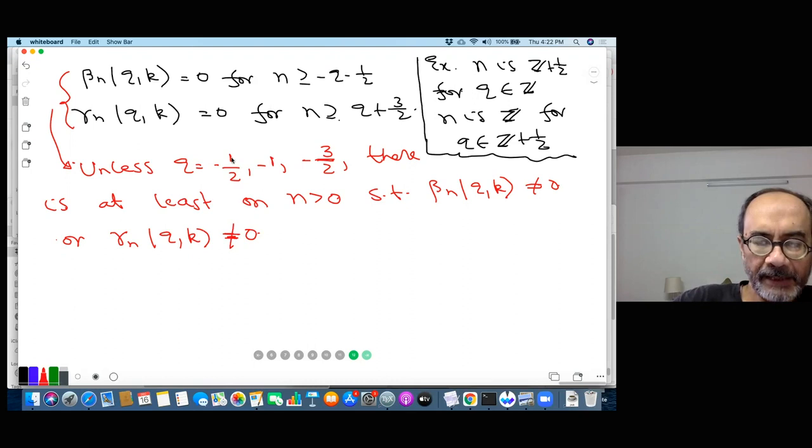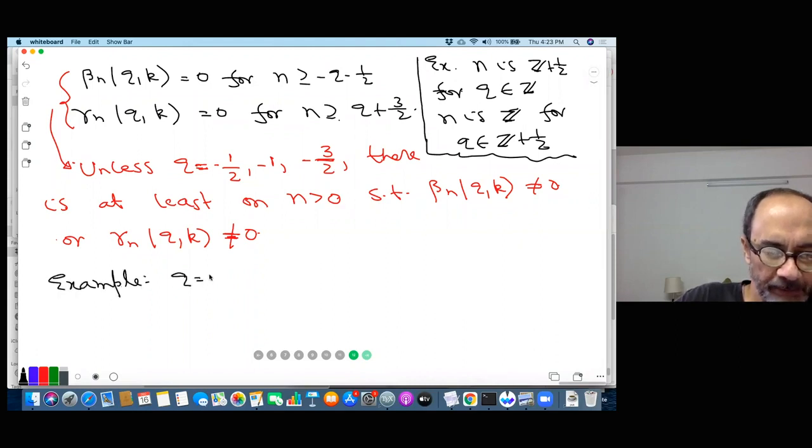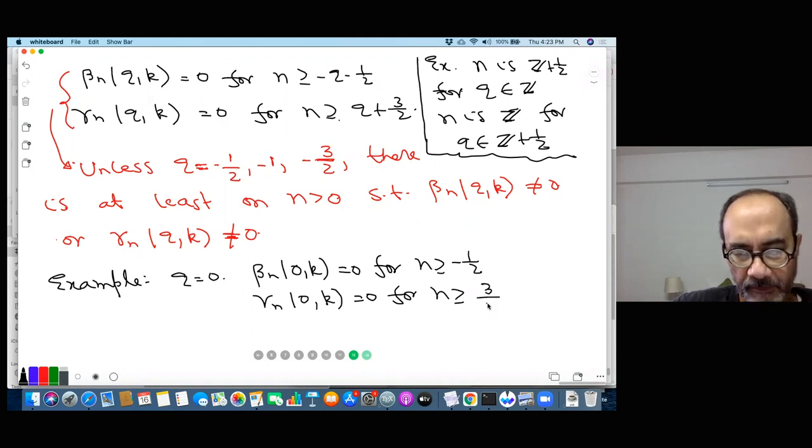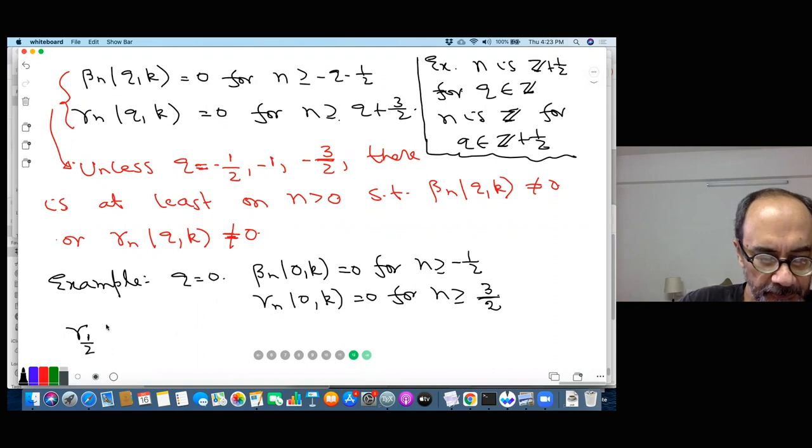Okay, this is best checked by examining this formula carefully, but I'll just give an example. Suppose you take Q equal to zero. Then this tells us that beta n on 0 k is 0 for n greater than or equal to minus half, and gamma n on 0 k is 0 for n greater than or equal to 3 half. Now for Q equal to 0, it's integer, so n is integer plus half. So you see that gamma half on 0 k is non-zero.